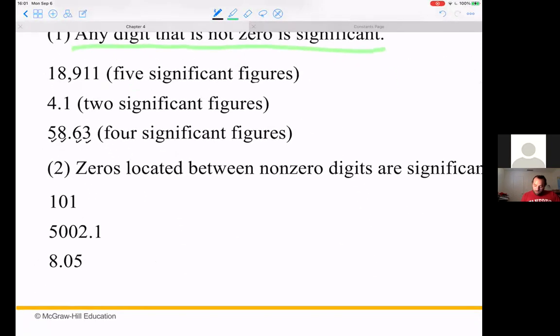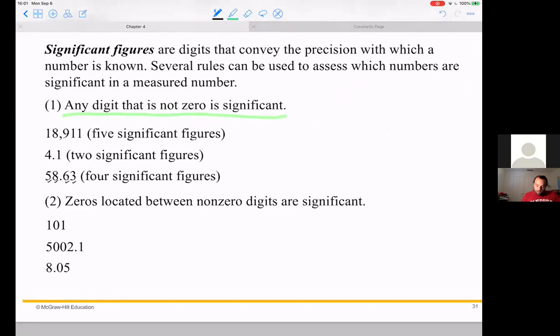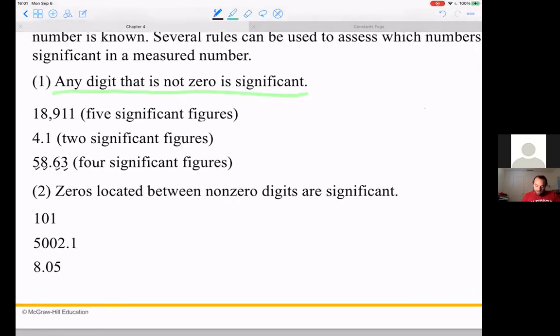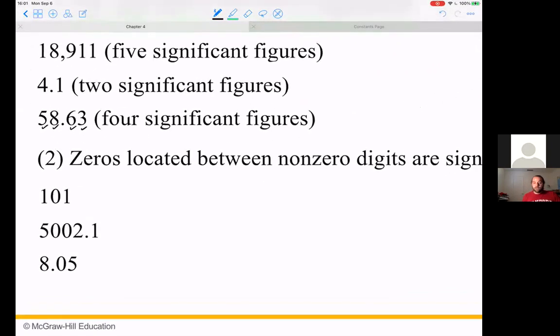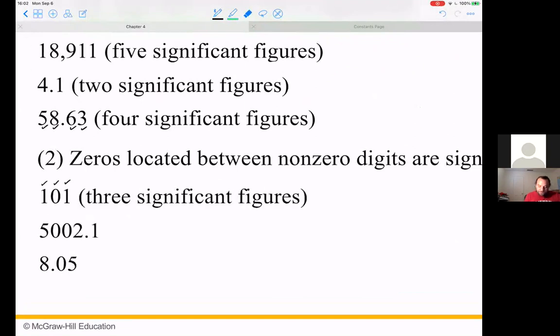If you have zeros located between non-zero digits, they are significant, right? So again, I told you zeros are going to be the tricky ones. If they're bookended by 2 numbers that are not 0, they're automatically significant. So in 101, this one's significant. This 0 is between 2 non-zero digits, so it's significant. And this last one's also significant. So this would have 3 significant figures.